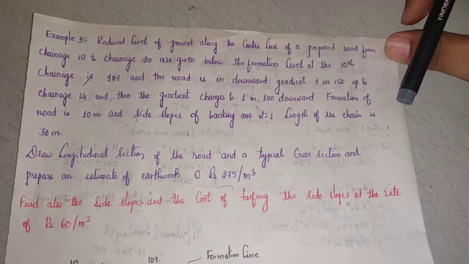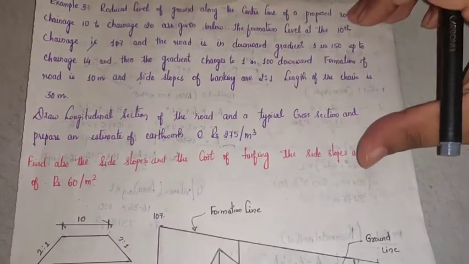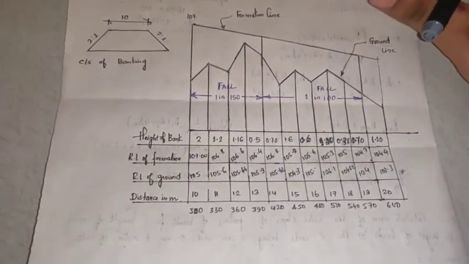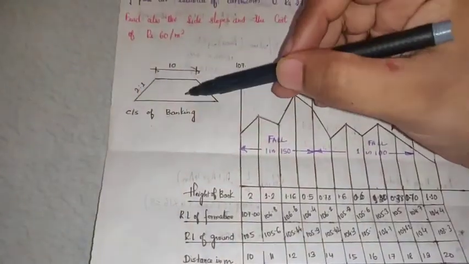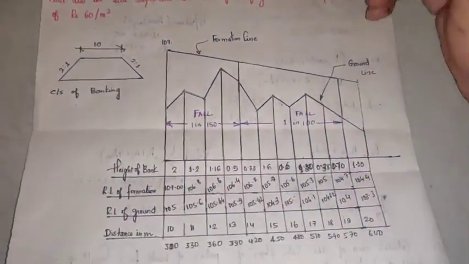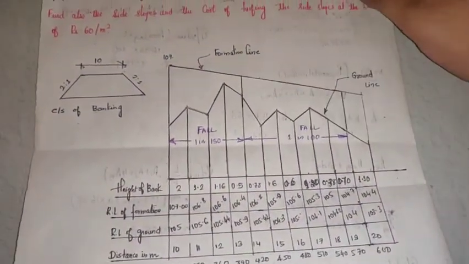And the interval between each chainage, that is 10, 11, 12, 13 and so on. So between 10 and 11, the difference is 30 meters. So you have to calculate the earthwork. If you see, this is the cross section of the road which you have to draw. He has asked in the question. This is the cross section of the formation and this is the longitudinal section of the formation.